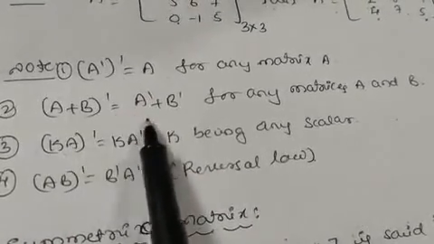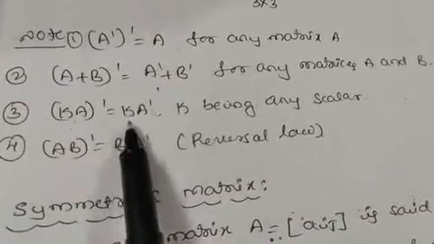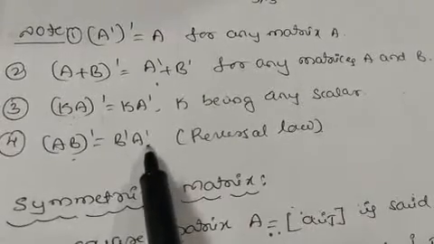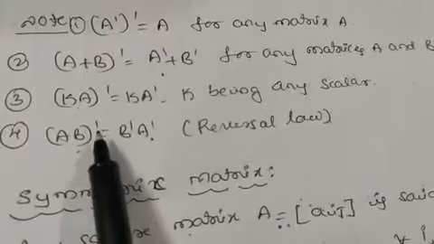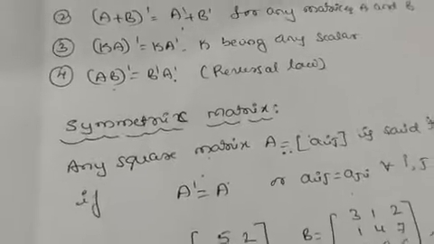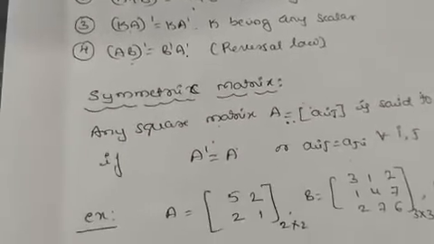And we have one more point: (A plus B) whole dash is equal to A dash plus B dash. The third one is (K into A) whole dash is equal to K into A dash. Lastly, (AB) whole dash is equal to B dash into A dash. We can also call it a reversal law. Here, (A into B) whole dash is not A dash B dash, so it is B dash into A dash. These are some points which are related to the transpose of a matrix.